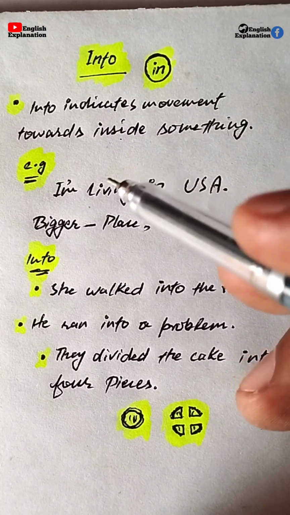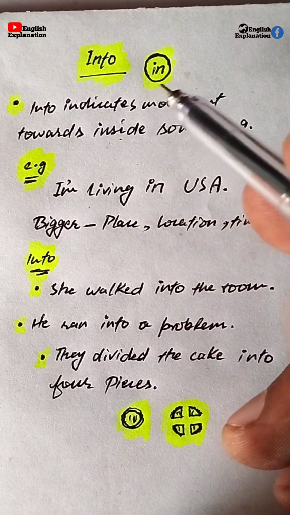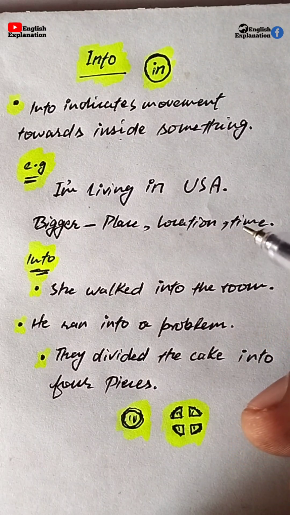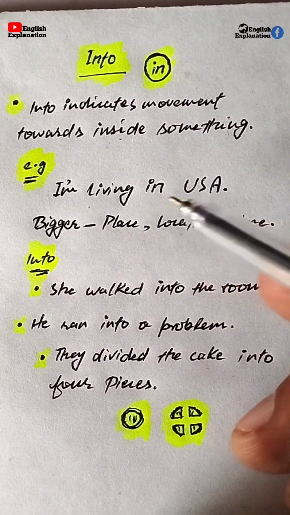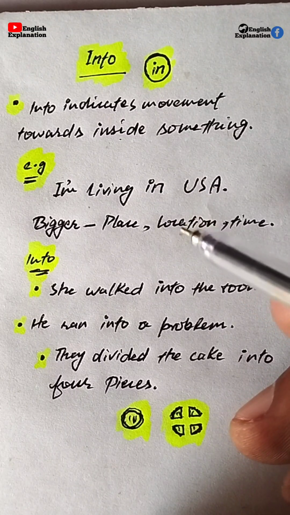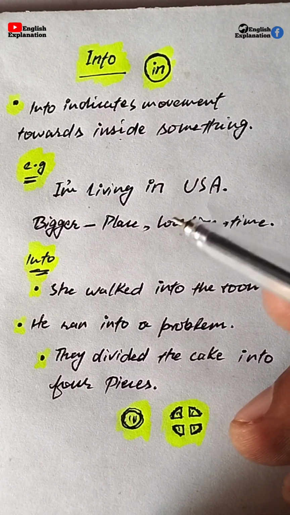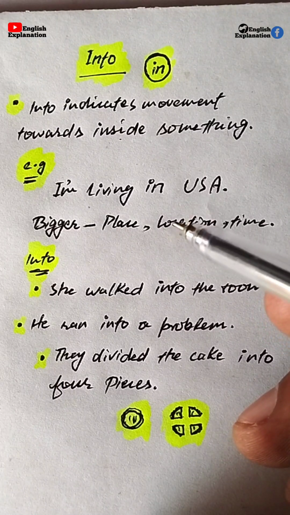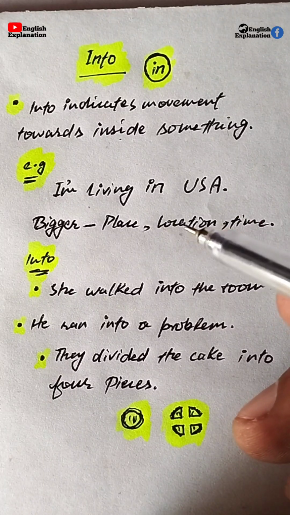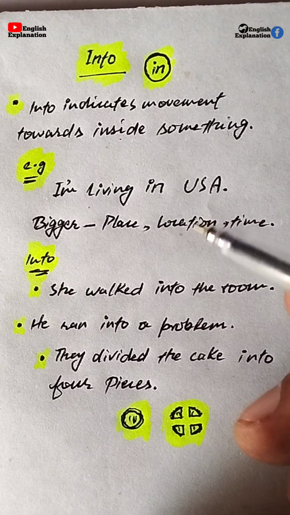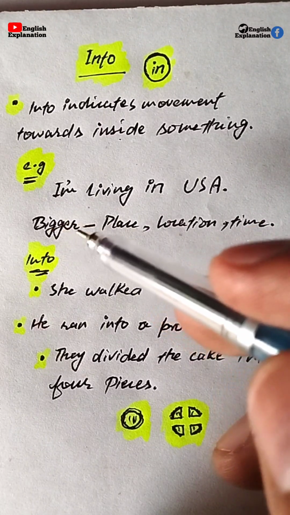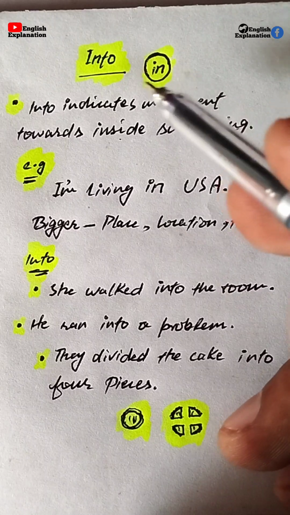Let's see an example. Here you can see we use preposition in for bigger places, locations and time. Like, I'm living in USA. Okay, got it. It's a place. If you want to talk about location, I'm in London. Or if you talk about time, you can say I will visit you in December. December is a time period, a bigger time period. For bigger and general time periods we use preposition in.